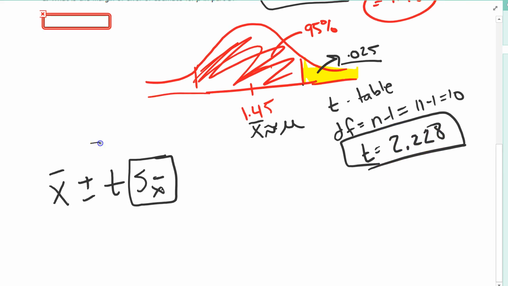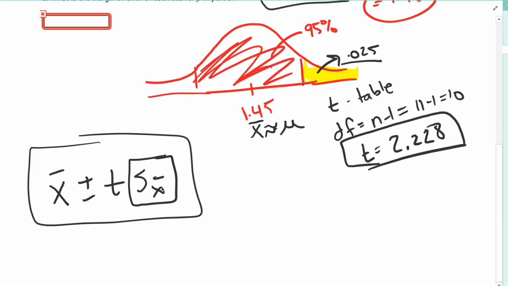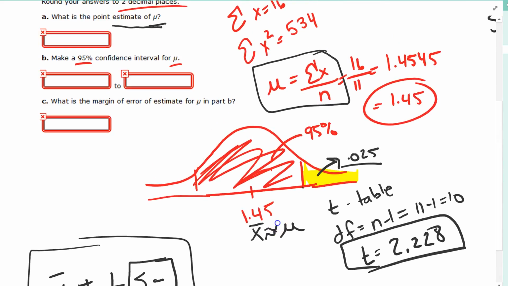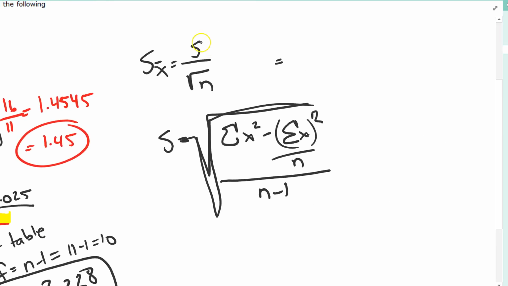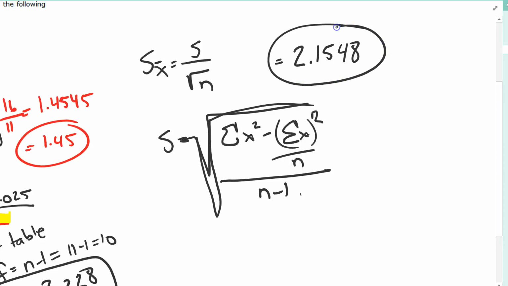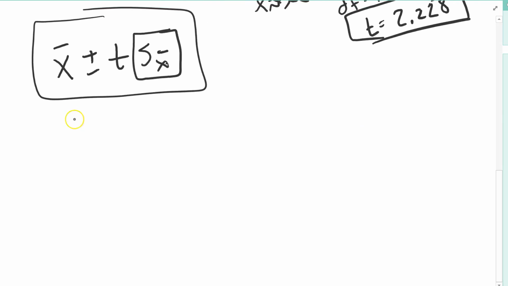Then we use this formula to get the mean plus or minus t times the standard deviation of x bar. The standard deviation of x bar is calculated by taking the standard deviation divided by the square root of n. Standard deviation is calculated by taking the sum of x squared minus the sum of x quantity squared over n, divided by the whole quantity n minus 1, and then taking the square root of that. In this case, we get 2.1548.